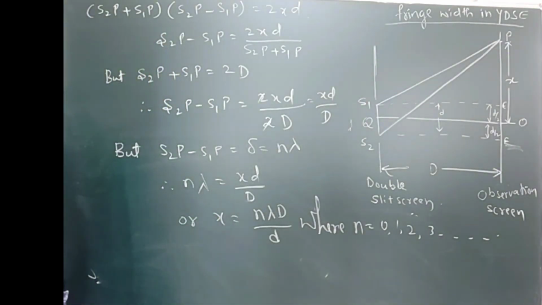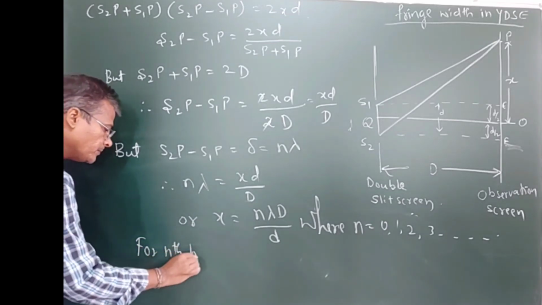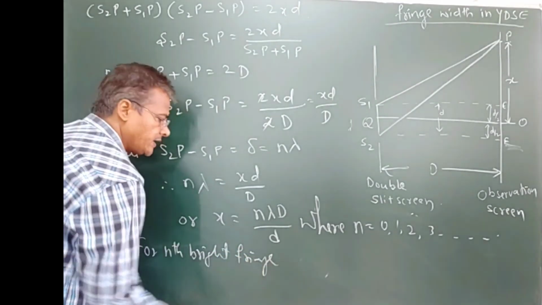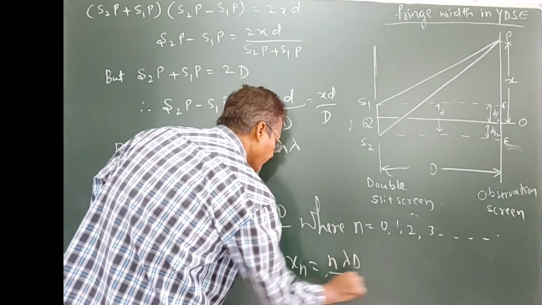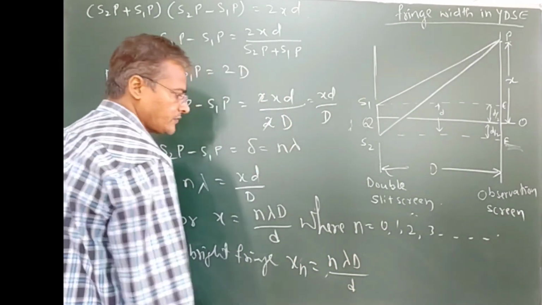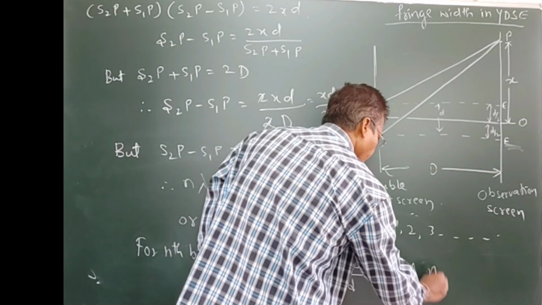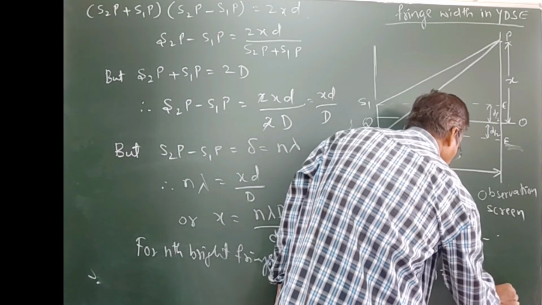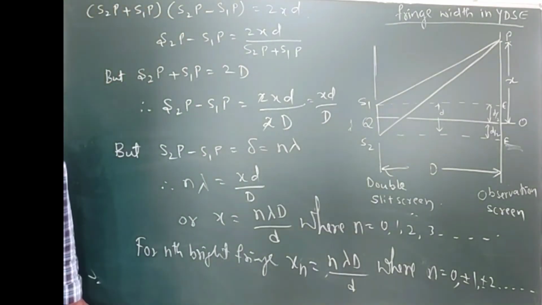So for the nth bright fringe we are considering, that is xn equals n lambda D divided by small d, where n equals 0, plus or minus 1, plus or minus 2, like that. That way we are going to consider.